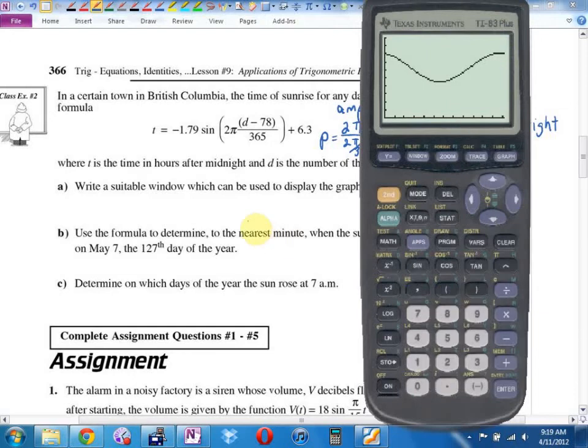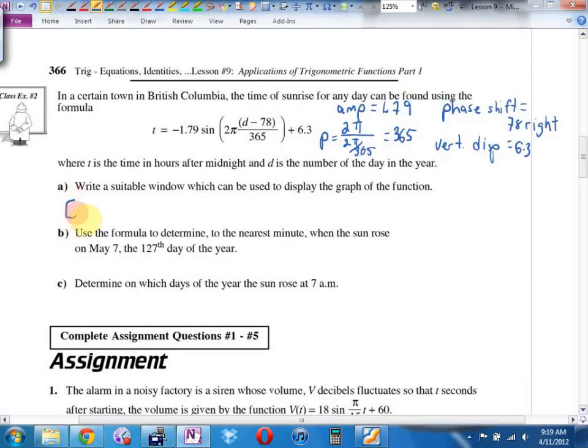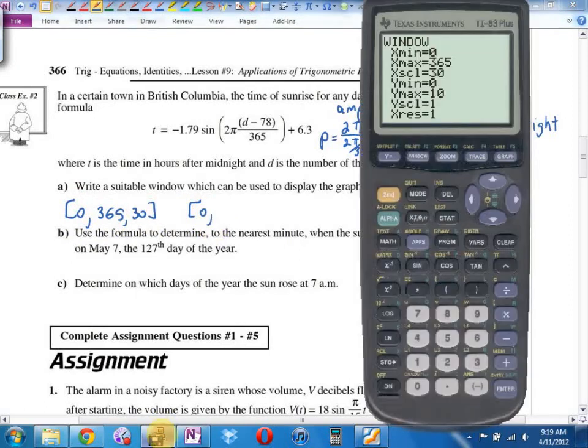Let's keep going. A says write a suitable window. This is the window that we picked. How would I write this? 0, 365, 30. 0, what did we go up to? 10, 1.